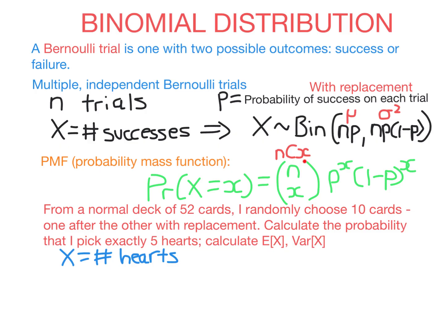So the probability mass function starts with this term here. This is n choose x. You may have seen it written like this or this, and this is times p to the power of x times 1 minus p to the power of n minus x. All right, again, hopefully this will be clearer when we do an example.